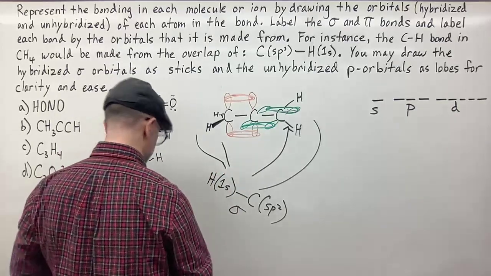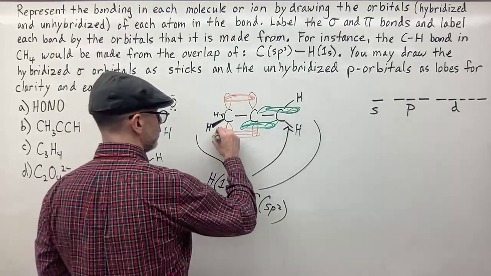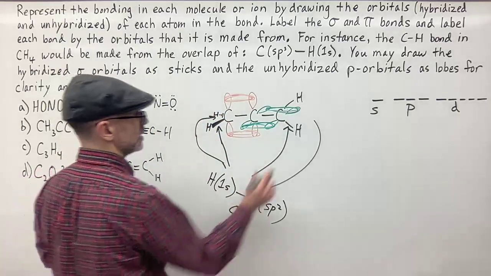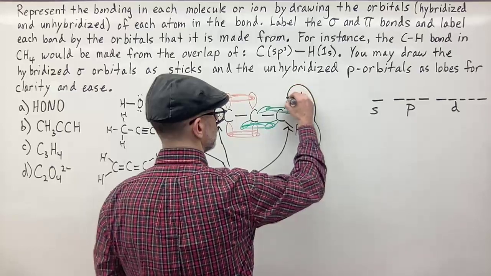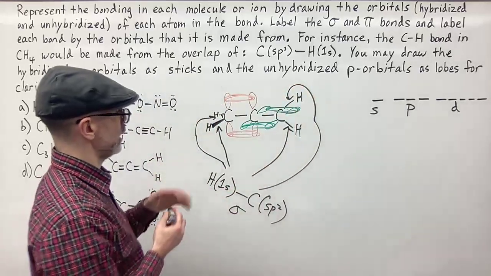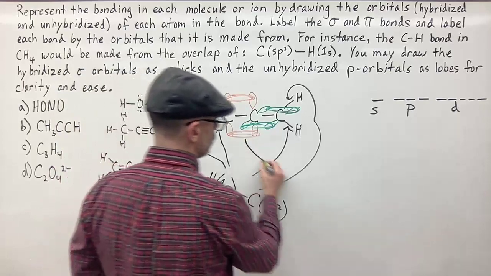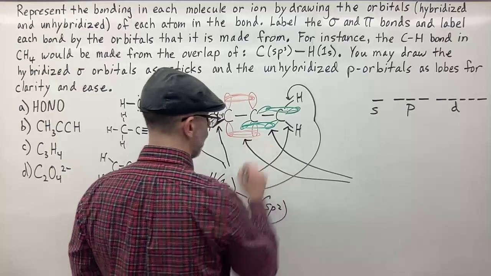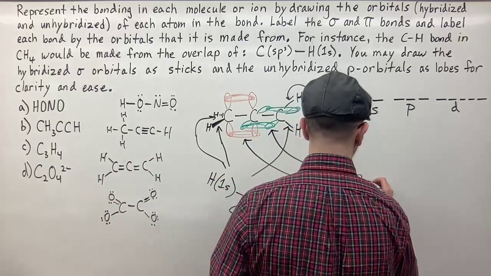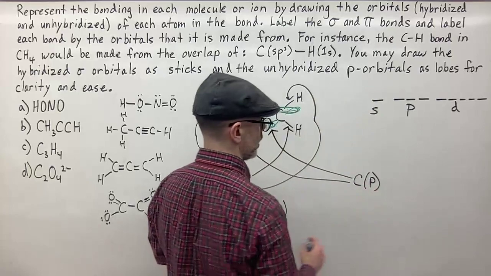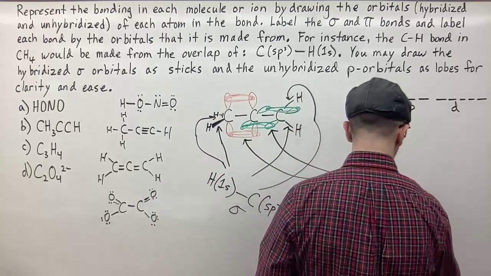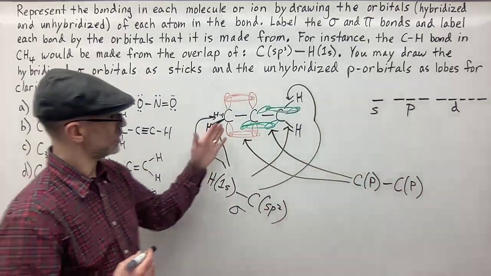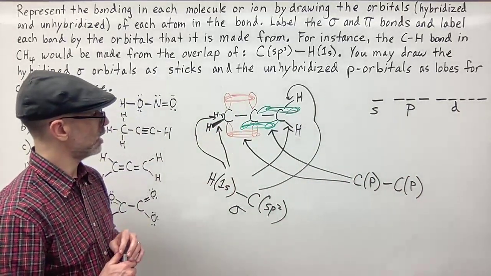So again, here, let me redraw this. So again, this and this, these are going to be the sigma bonds, and this too. Let me do that. And so then again here, the orange and the green are your pi bonds. So we have carbon with an unhybridized p orbital, bonding or overlapping with another unhybridized p orbital. And that's the green and the orange.